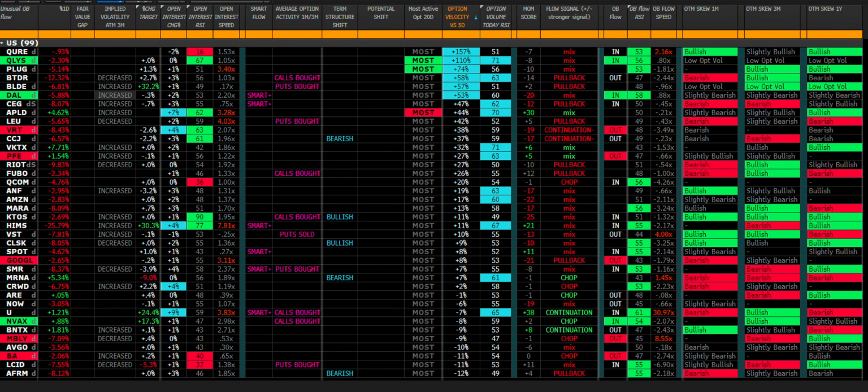Number one, on the left side, you see unusual flow, order block flow, OB flow. When a stock has a large buy or sell order from big investors or institutions, it's shown in green or red. So these are the ones you want to pay attention to. Green means big buy interest, red means big sell interest.